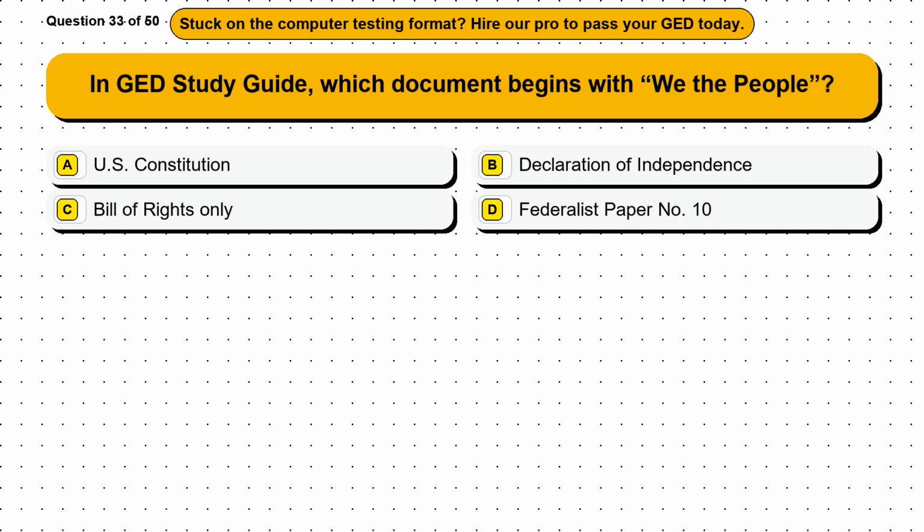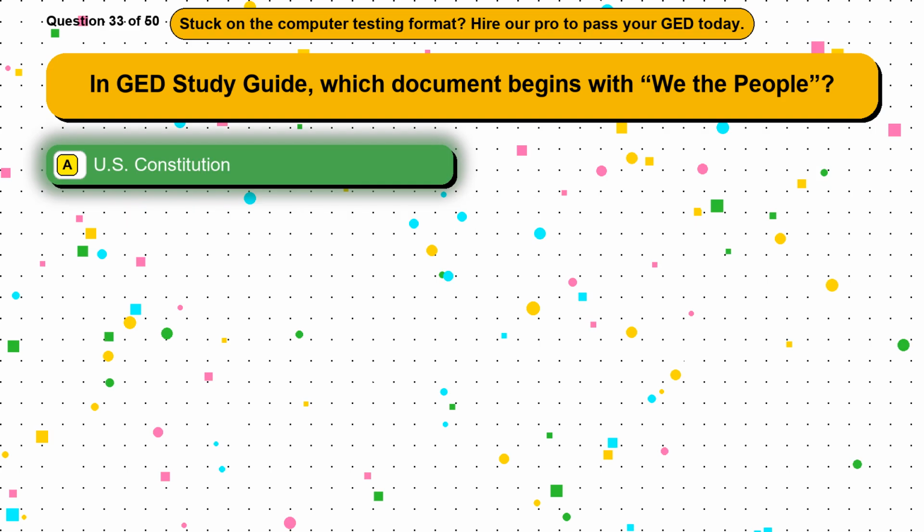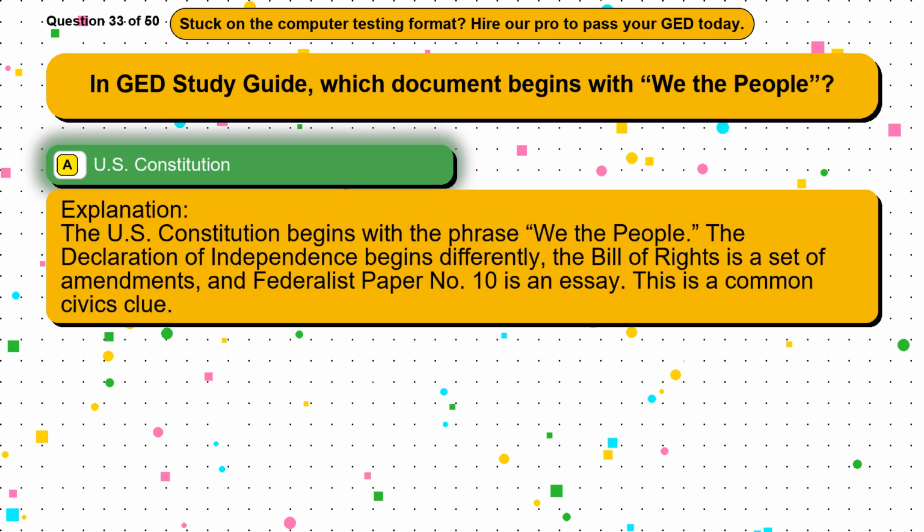Question 33. In GED Study Guide, which document begins with "We the People"? Option A, U.S. Constitution. Option B, Declaration of Independence. Option C, Bill of Rights only. Option D, Federalist Paper number 10. The correct answer is option A, U.S. Constitution. The U.S. Constitution begins with the phrase "We the People." The Declaration of Independence begins differently, the Bill of Rights is a set of amendments, and Federalist Paper number 10 is an essay. This is a common civics clue.